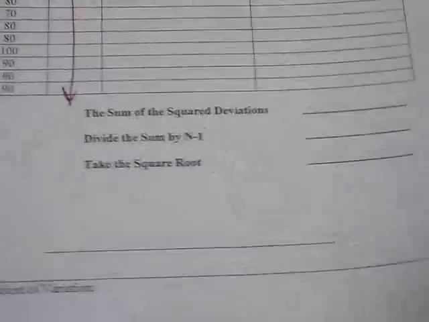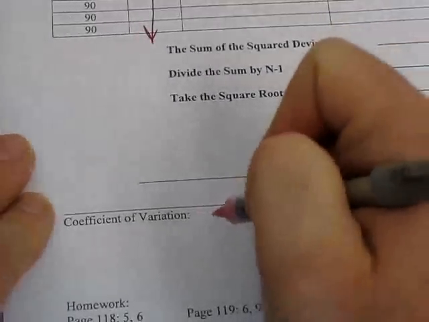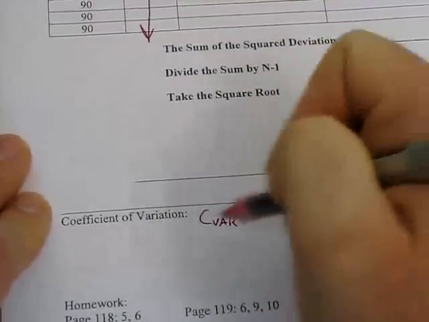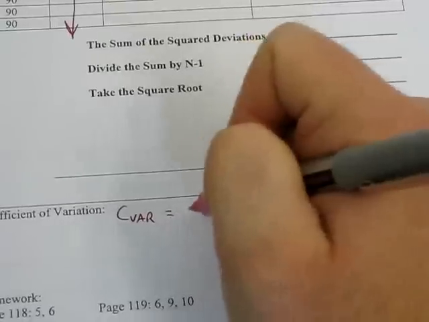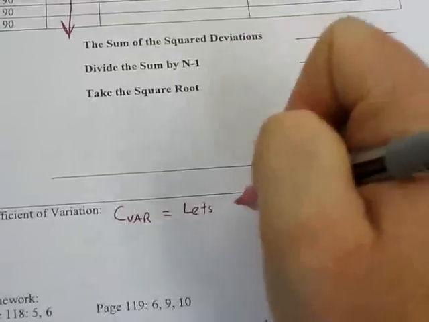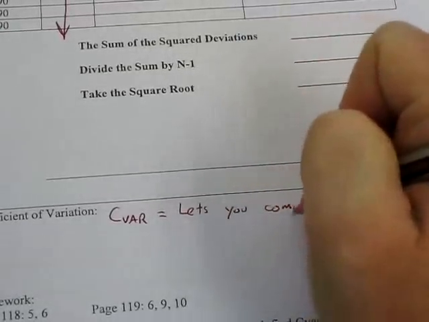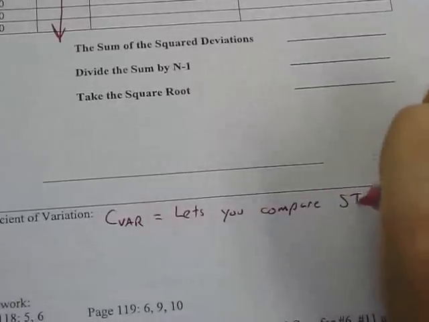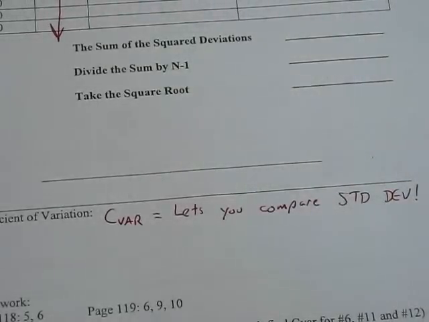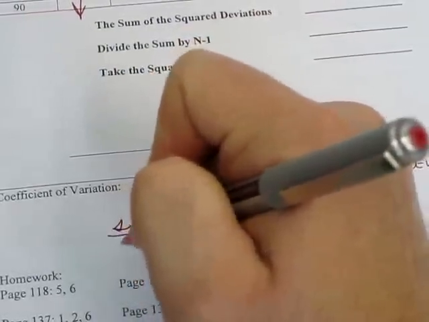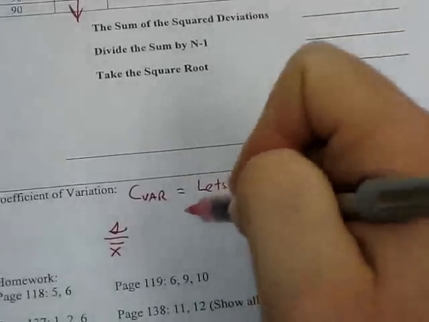Now, with that in mind, I want to tell you one more thing about this problem, or about this worksheet. And this is something called the coefficient of variation, otherwise known as CVAR, or C sub var if you're using a word processor. What this lets you do is compare standard deviations. Now, the formula for this coefficient of variation is to take your standard deviation and divide it by your average. So let's take a look at the video game systems.